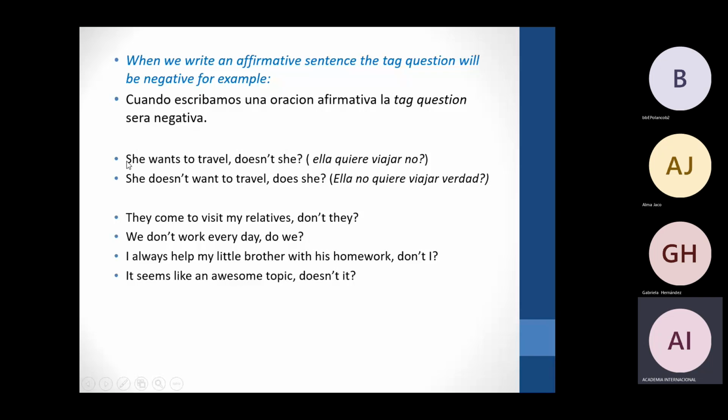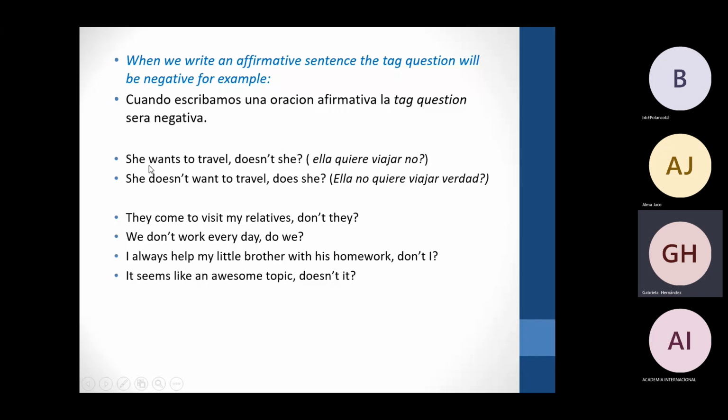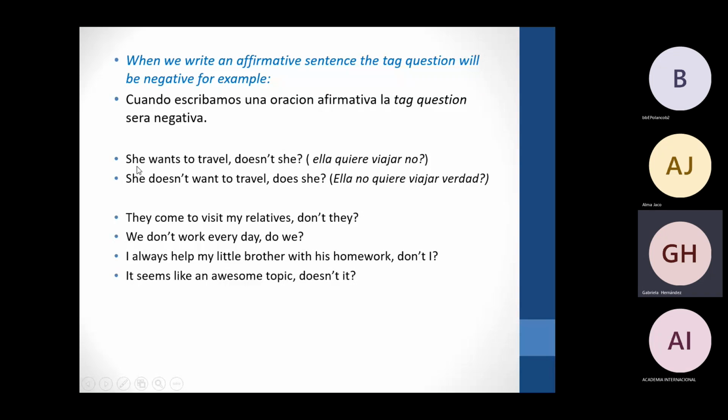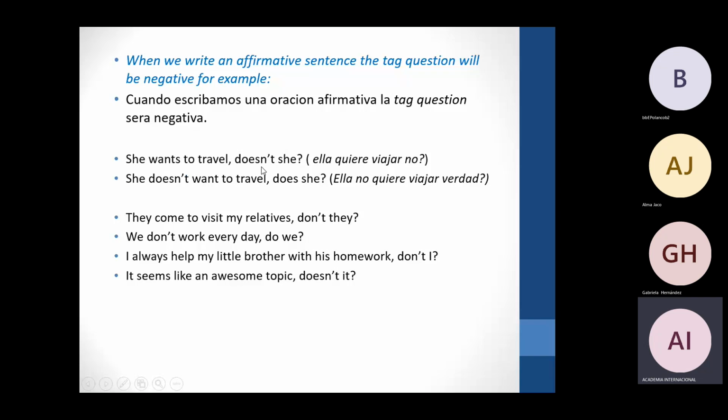Now, look at this example. Can somebody help me out reading the first example? ¿Alguien lee el primer ejemplo? Por favor. Okay, go ahead. She wants to travel, doesn't she? Okay, can you read it again? She wants to travel, doesn't she? Okay, that's good. Thank you. She wants to travel, doesn't she?